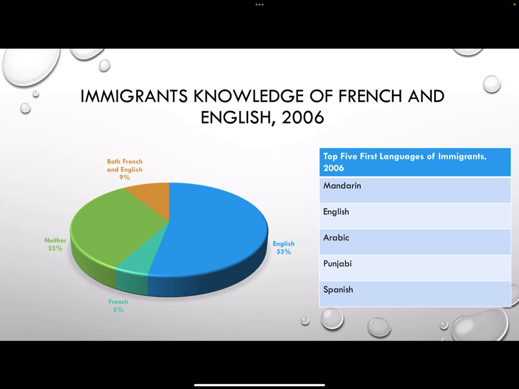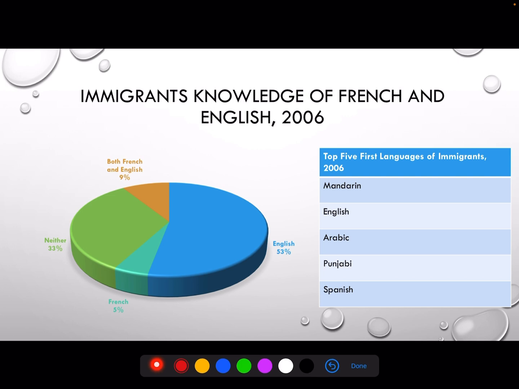Now, this is a graph that you can find in your book. This is pretty old, from 2006: top 5 first languages of immigrants and their knowledge of French and English. So this is just two interesting bits, right? We got immigrants' knowledge of French and English. Lots of people knew English, as you can see here. And then a few people knew French, a bunch knew neither, and then both French and English, 9%, which was higher than I expected, actually. But of the year, the top 5 first languages of immigrants: Mandarin coming from China, then English, Arabic, Punjabi, Spanish.